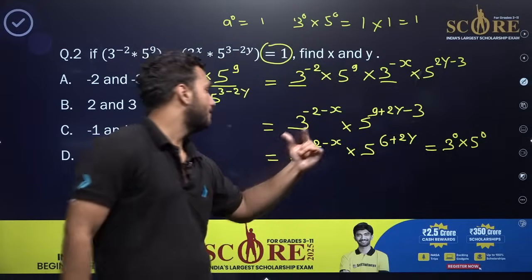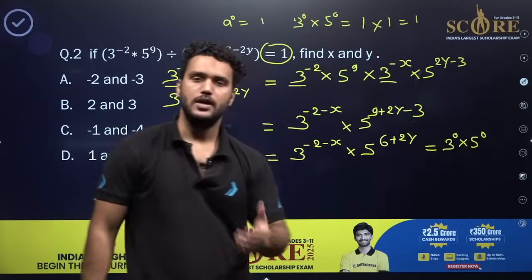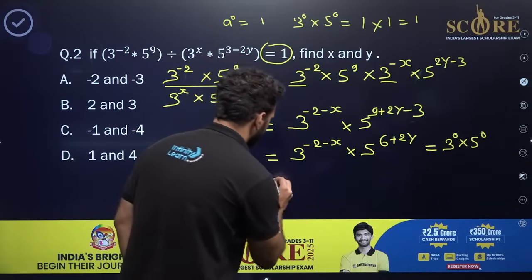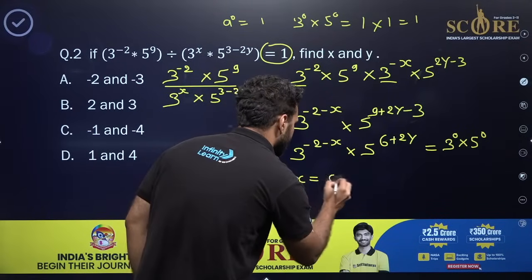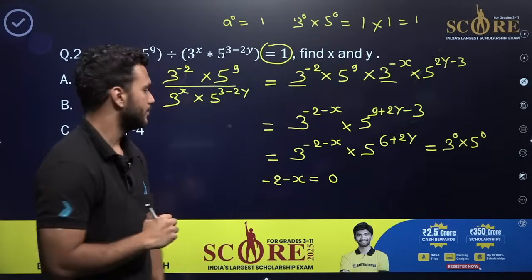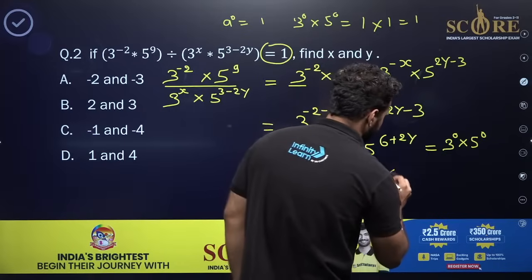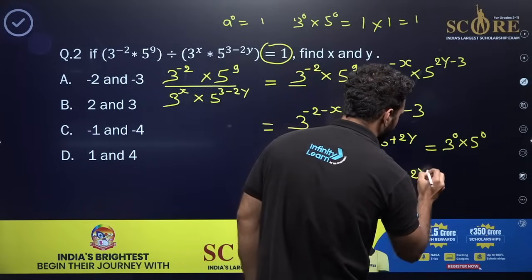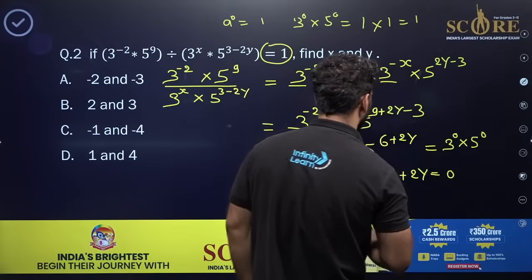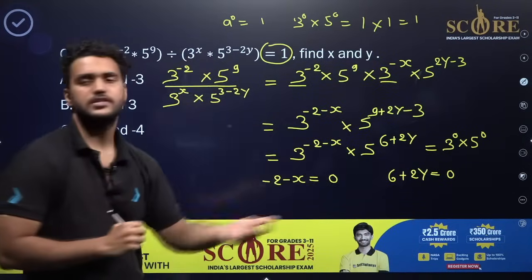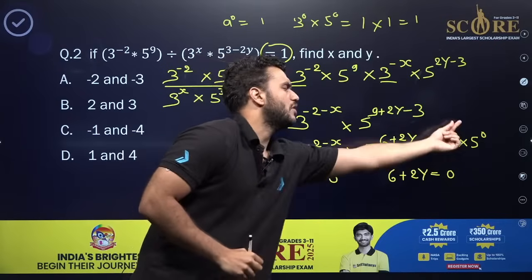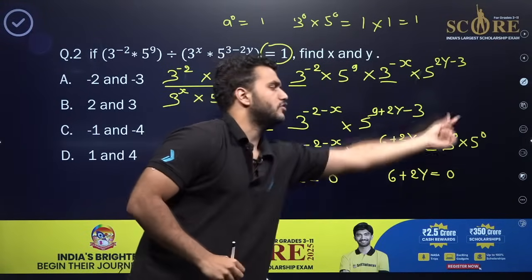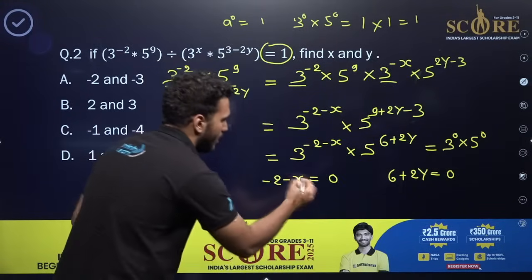Okay. Now compare the powers. Minus 2 minus x should be equal to 0. And 6 plus 2y should be equal to 0. How am I getting these two equations? By comparing the powers: 3 to the power this, 3 to the power 0, 5 to the power this, 5 to the power 0.